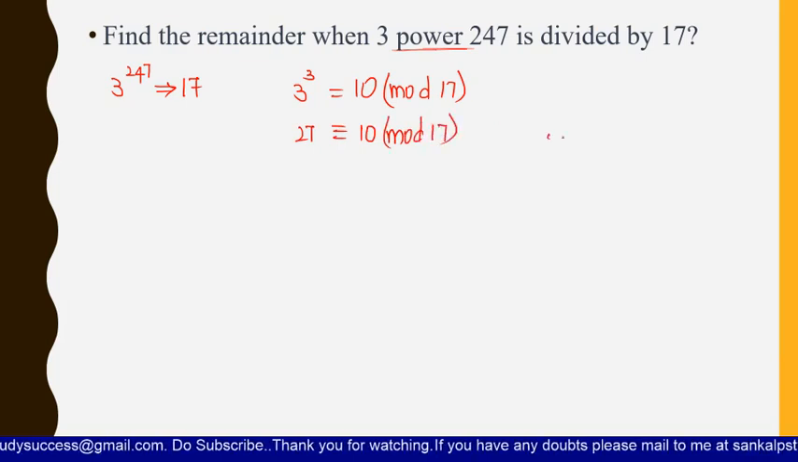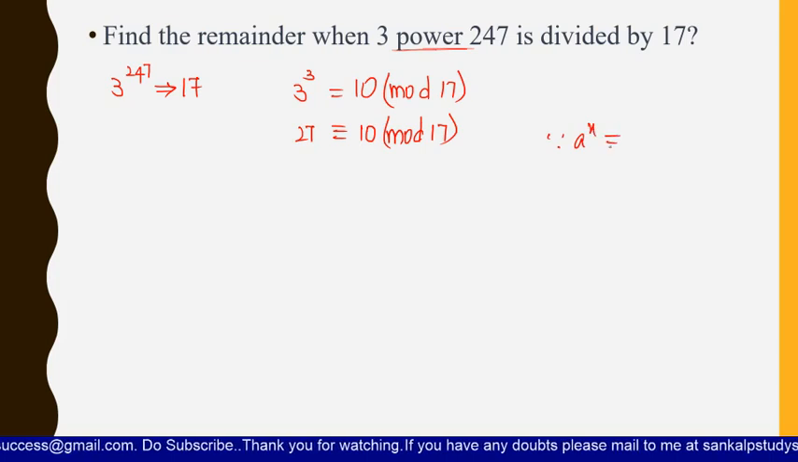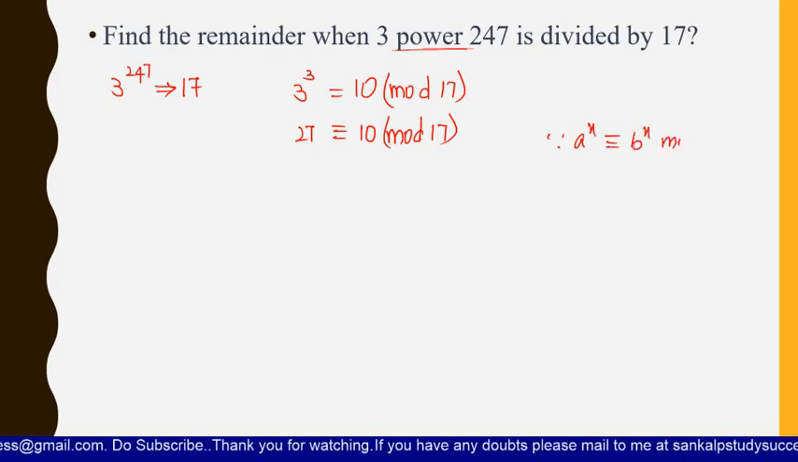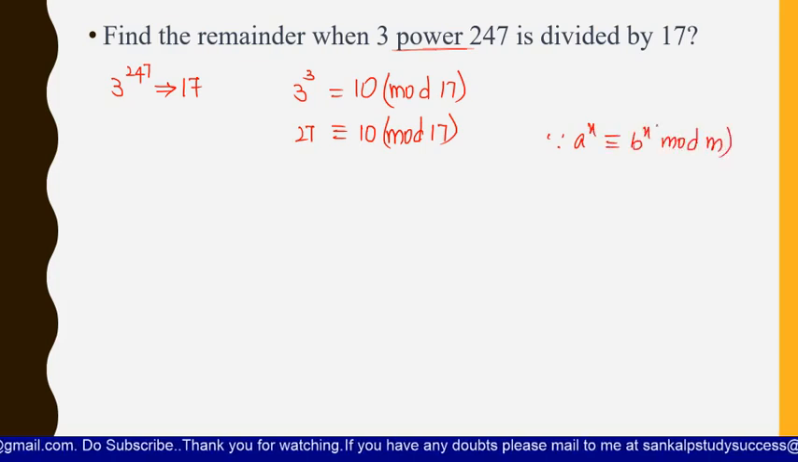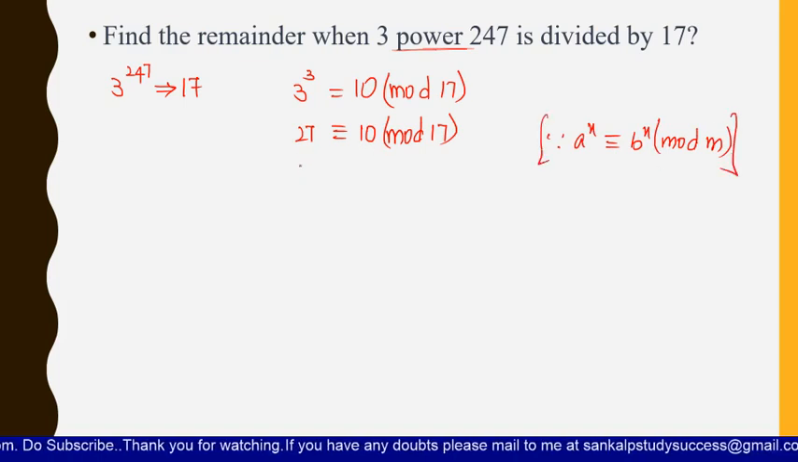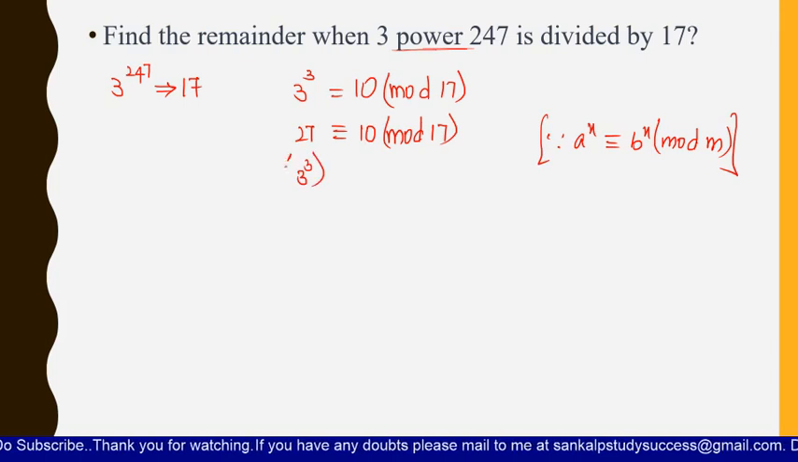Now using this formula, a power x is congruent to b power x mod m, using this property, now this is 3 cube anyhow. If you take x value as 4, then what does it become? 3 into 4, so it will be 12.